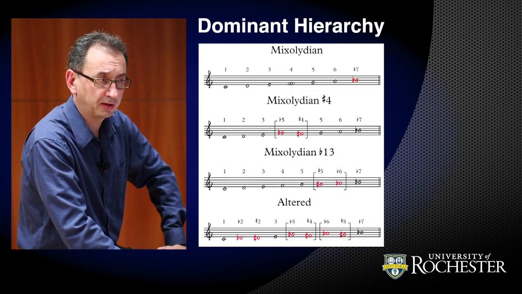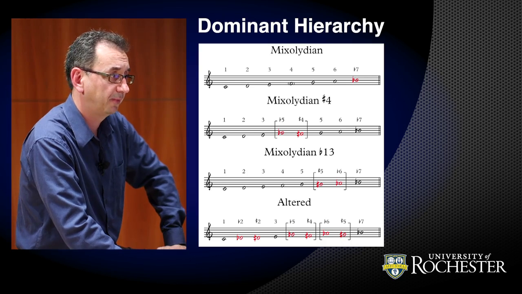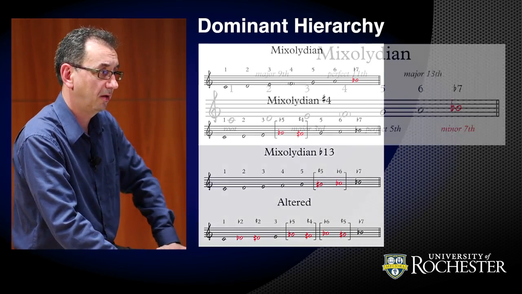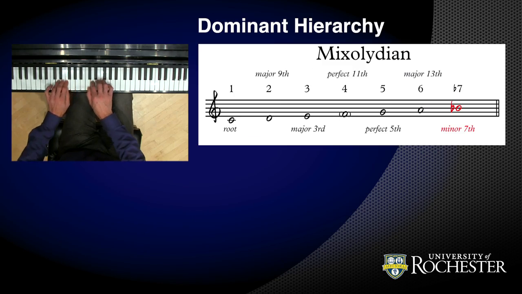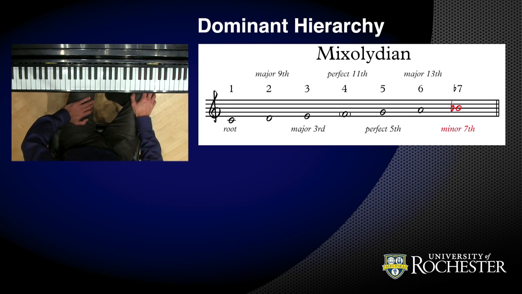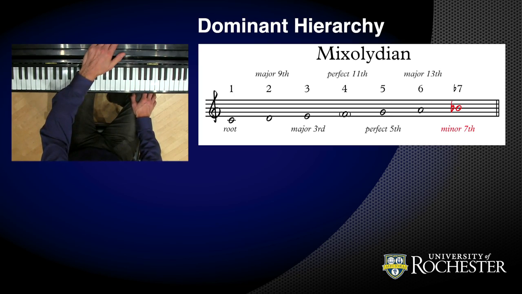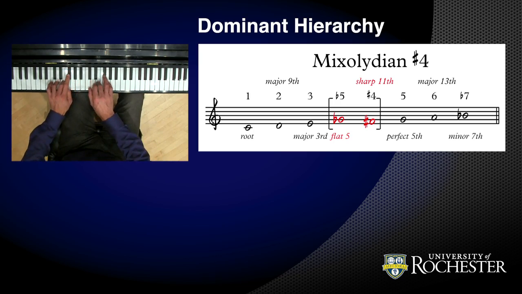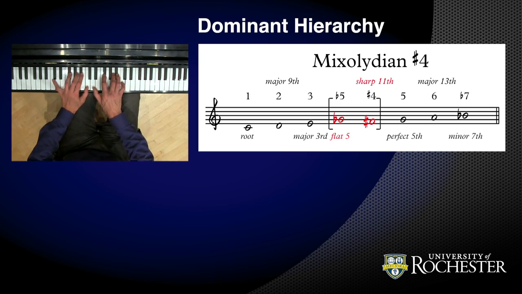The next functional category is dominant family. The dominant family contains 4 unique modal collections. Mixolydian, the beauty mark is flat 7. Right? All the dominant modes have flat 7 as a beauty mark. And these modes are also considered major because all of them have major third as the other guide tone. Right? Mixolydian sharp 4 or Mixolydian sharp 11. And that's your sound.